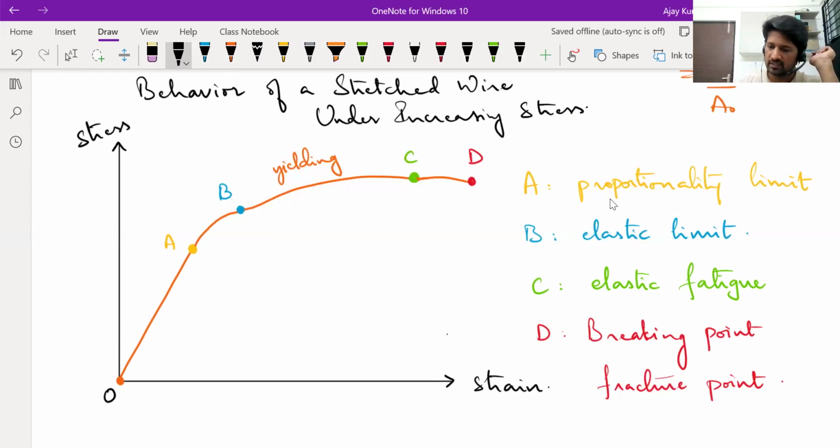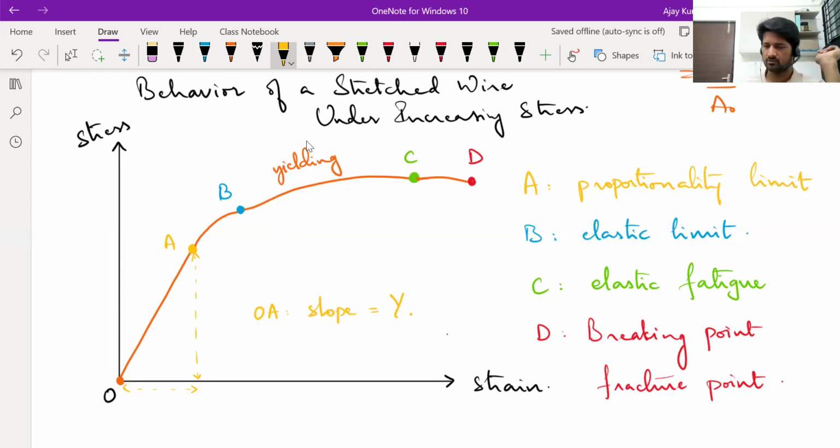So you can also say that the slope of the graph here, O to A, okay? Effectively, slope is what? Delta y by delta x, y coordinate by x coordinate, stress by strain in this case. And stress by strain is nothing but Young's modulus. So O to A, the slope of the graph is the Young's modulus itself.